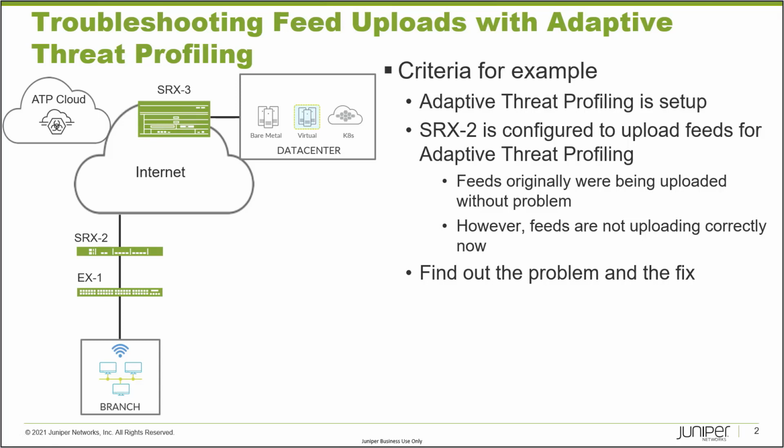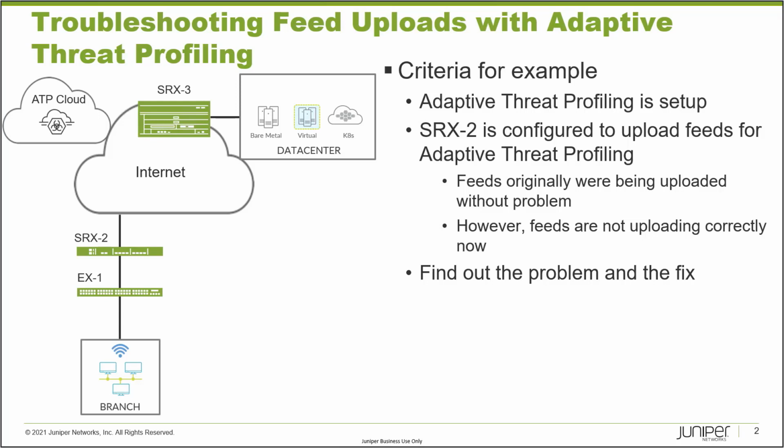SRX2 and 3 are already enrolled with ATP Cloud, and adaptive threat profiling is set up. And until now, it's been working really well. But we just noticed that although SRX2 is set and configured to upload adaptive threat profiling feeds to ATP Cloud, just recently those feeds are not uploading. And so we're not getting changes that are happening in the feeds being uploaded to the adaptive threat profiling feeds in ATP Cloud. So what do we need to do? We need to figure out what's wrong and fix the problem if we can.